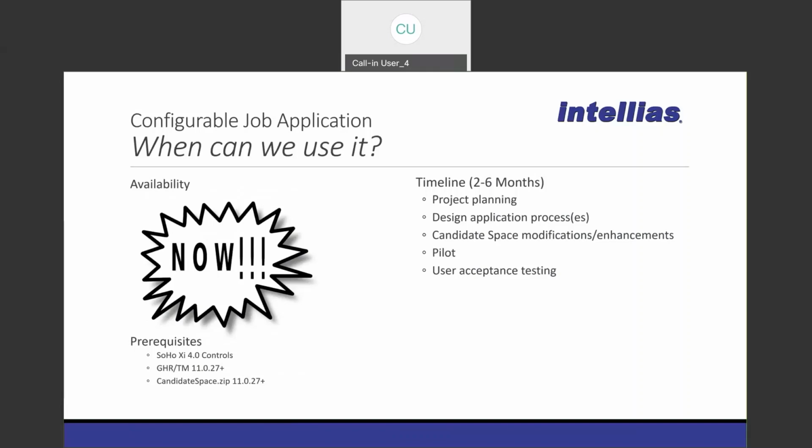For implementation, the expected timeline is 2 to 6 months to flow through the project planning, design application, completing the modifications to candidate space, piloting, and then user acceptance testing. And now I'll pass it back to Rob to talk about the how and move into the demo.